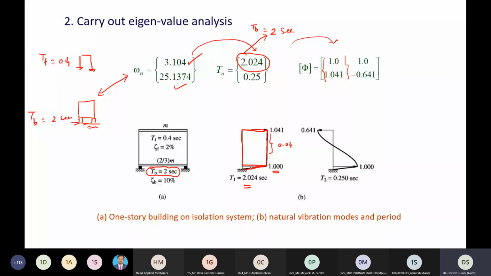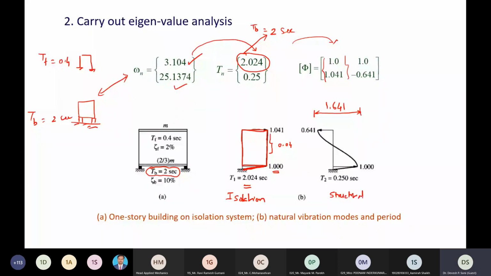Therefore, the first mode is called the isolation mode, in which there is very small displacement in the superstructure. The majority of the displacement will be at the isolation level itself. Therefore, it is called the isolation mode. Now, in the second mode, you can see the relative displacement is more. It is equal to 1.641. So here we can notice the displacement in the superstructure, right? Therefore, this mode is called the structural mode.